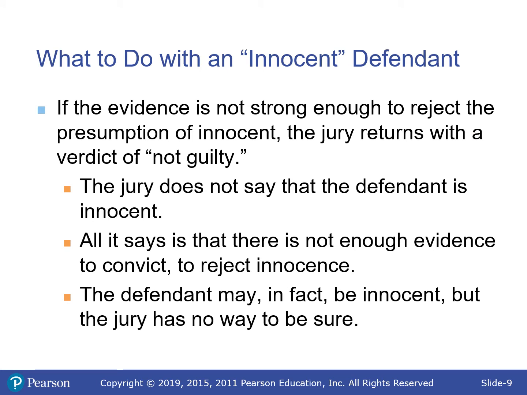So, here's back to that court case. If the evidence is not strong enough to reject the presumption of innocence, they come back with not guilty. They don't say they're innocent, and all it says is there's not enough evidence to convict or reject innocence. The defendant may be innocent, may not be, just like the dice that I'm looking at, rolling a 6, it might be 1/6. It might not be. It might have a slight flaw in it that makes it not exactly 1/6, but it's too close to really make much of a difference.